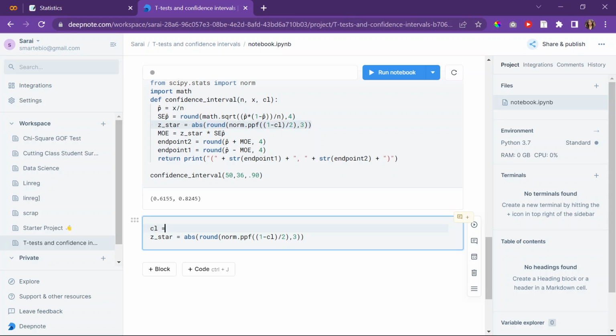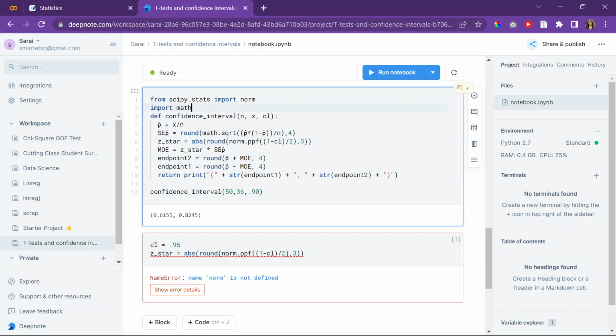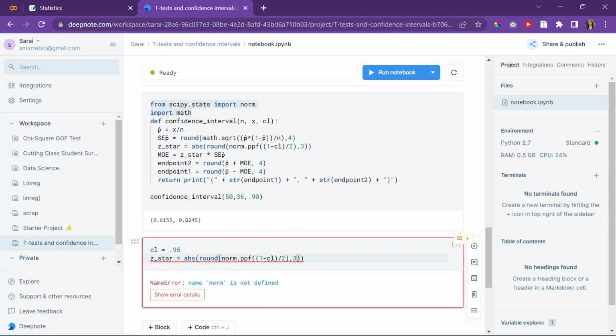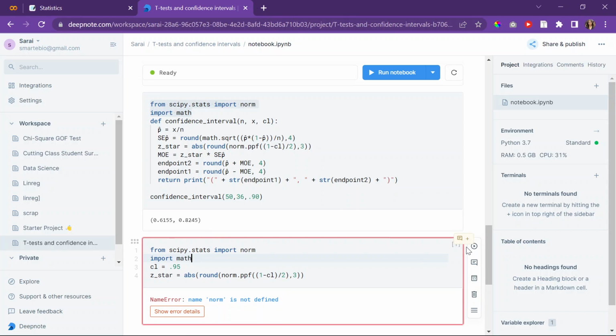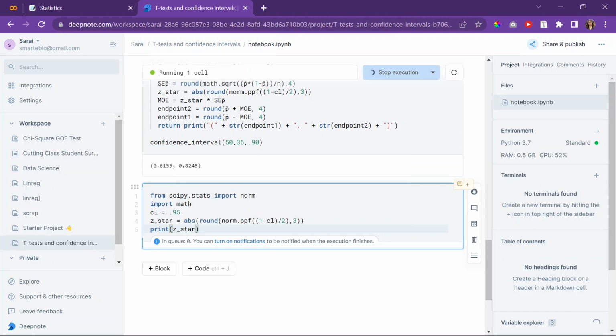So CL, your confidence level, is 0.95, right? And if I just run this, it should give me the same Z star. Hold on. Let me run it. It's going to take a little while. Okay. Norm is not defined. Okay, let me just copy and paste these libraries and paste that over here because I forgot, and now run it again. And I didn't even print Z star, so now let me print Z star and run it again.